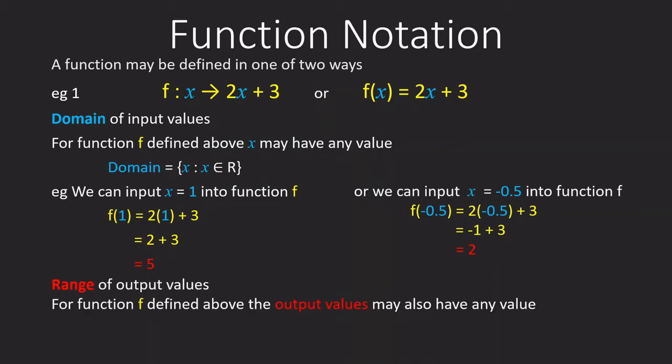The range of output values are all the possible values that could come out of this function. Now, this is a fairly straightforward function where there's no restrictions to the domain, so we could put any value we like into this function, and there are no restrictions to the range either. Any value could come out of this function. So again, I could define the range as any possible y value, and I could use any letter I like here to define it, where that y value is simply a real number.